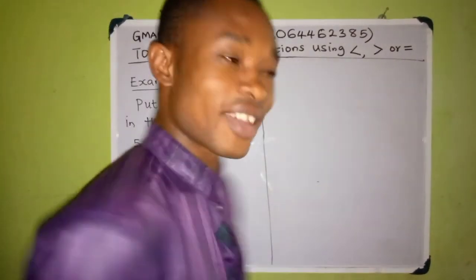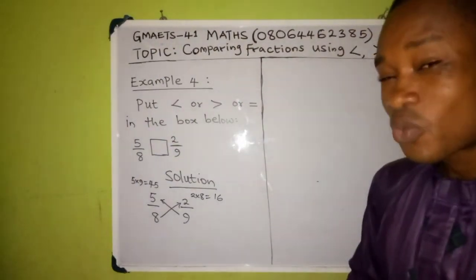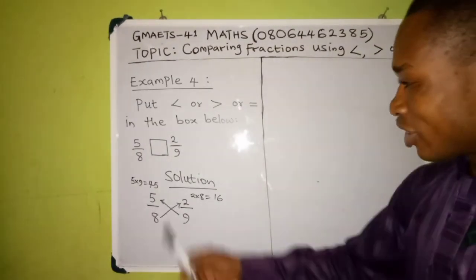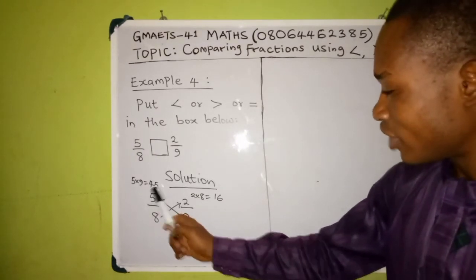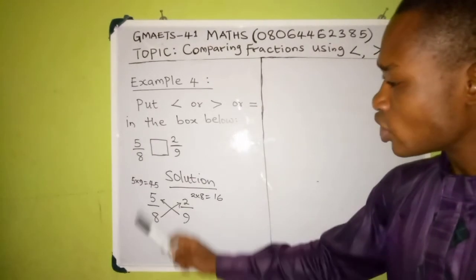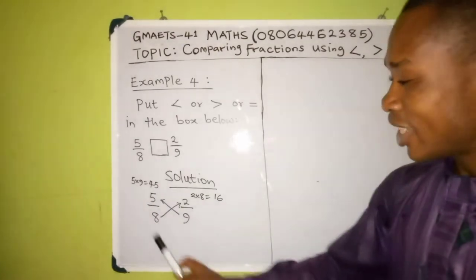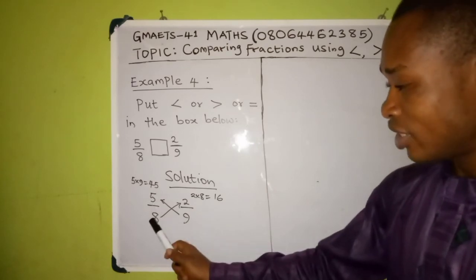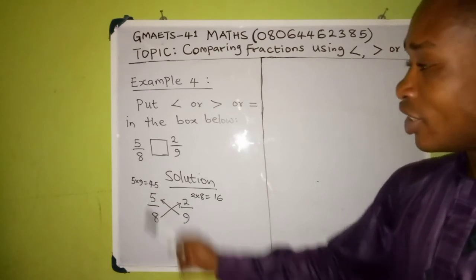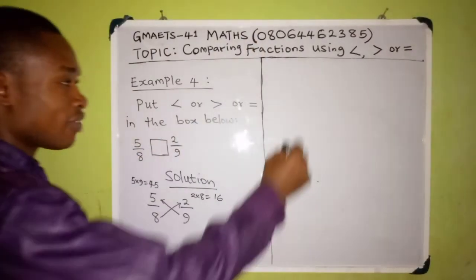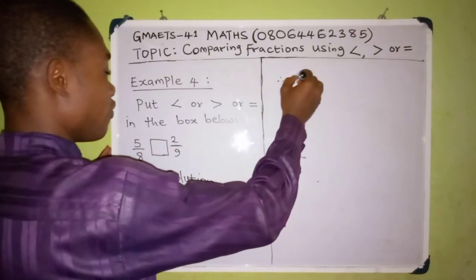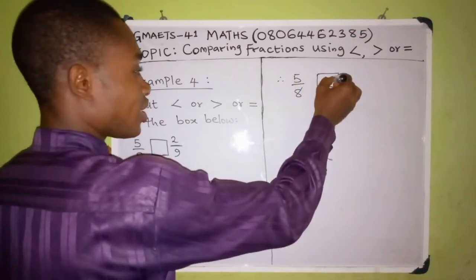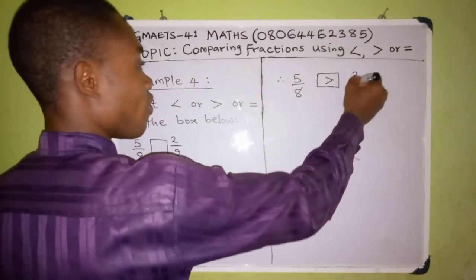Now let me ask, 45 and 16, which one is greater? Which one is less? Or are they equal? Now, clearly we see that 45 is greater than 16. 45 is obtained from 5 over 8, and then 16 is obtained from 2 over 9. It simply means that 5 over 8 is greater than 2 over 9. We go back to our box and then fix in the correct sign. Therefore, 5 over 8 box. What we're going to put in the box is greater than 2 over 9.